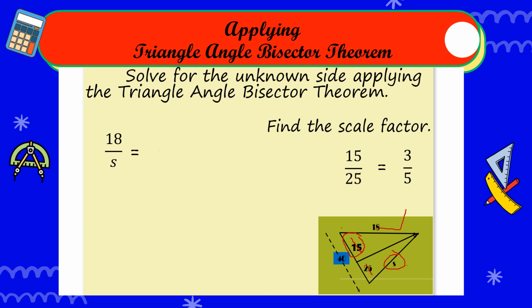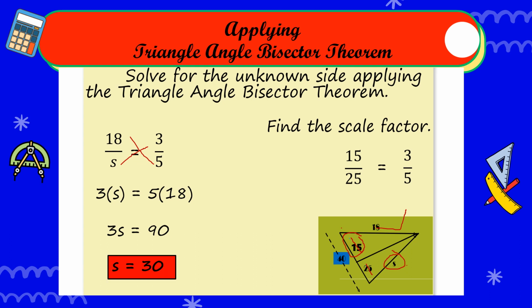Equate that to our scale factor of 3/5, and then do the cross multiplication. That will be s times 3 equal to 18 times 5. So 3 times s is 3s and 5 times 18 is 90. Then divide both by 3. The answer is 30. So that is the TABT.